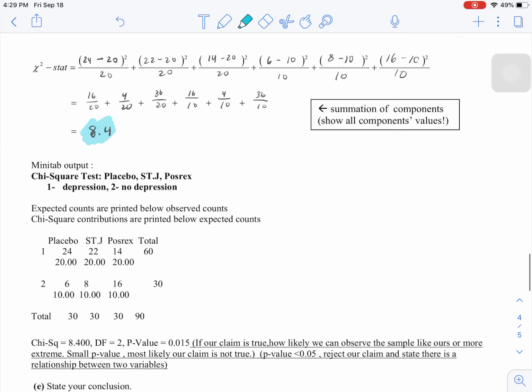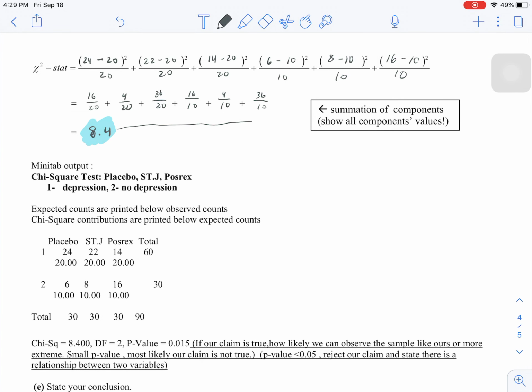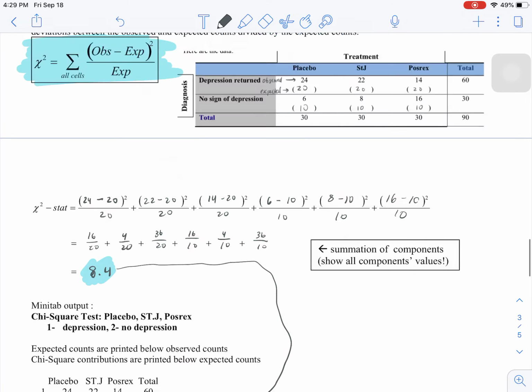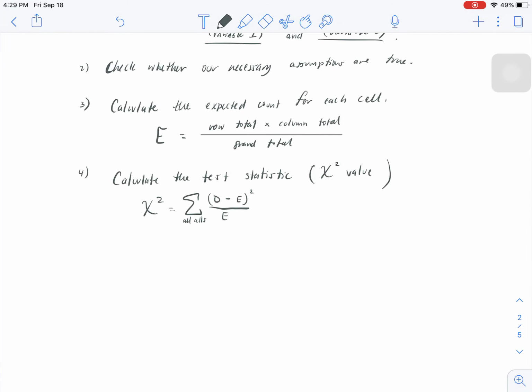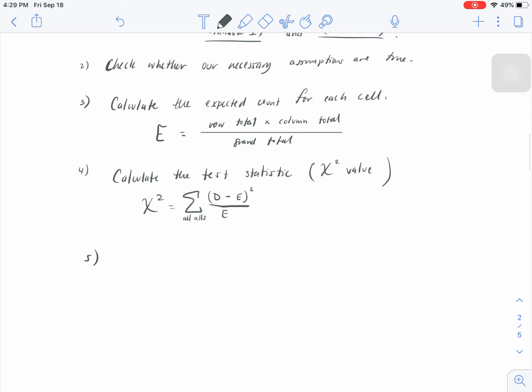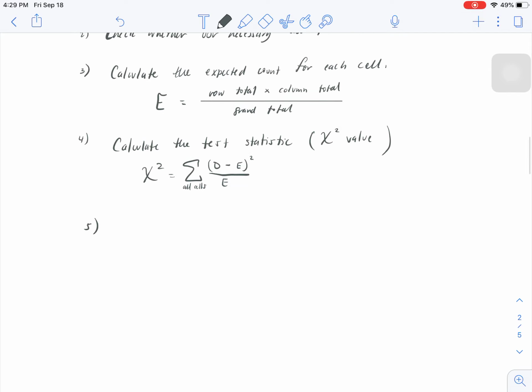And the answer to that is we use our chi-squared value to find a specific probability. That probability is called the p-value. So I'll write that up here. So we need to calculate the test statistic. And once we've done that, we use the test statistic, we use the chi-squared value to find the p-value.